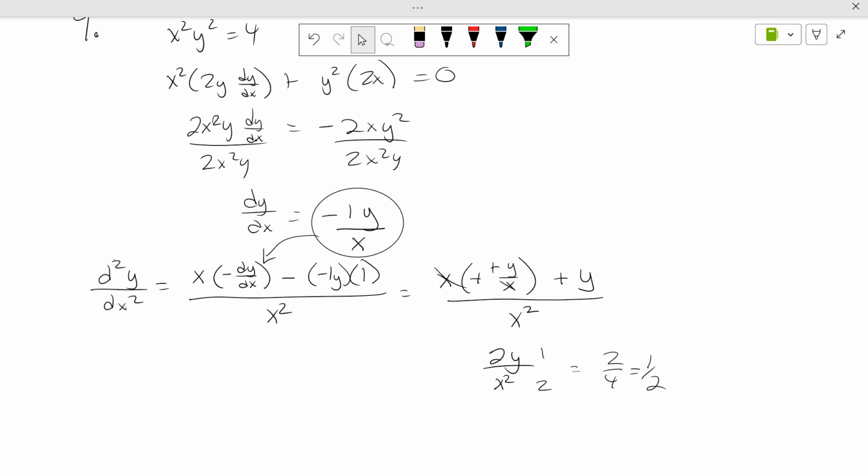Most people can get to the first derivative without a problem, but they forget that where that dy dx is, you got to plug in the first derivative and replace, and then you can get there.